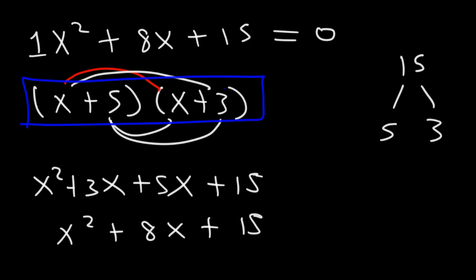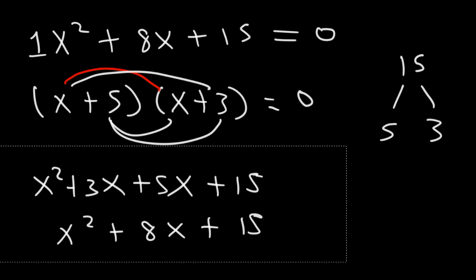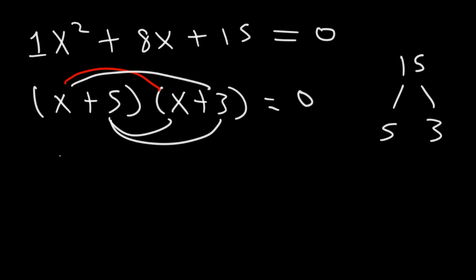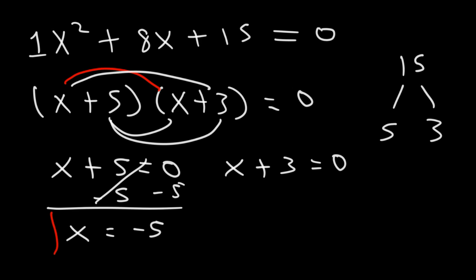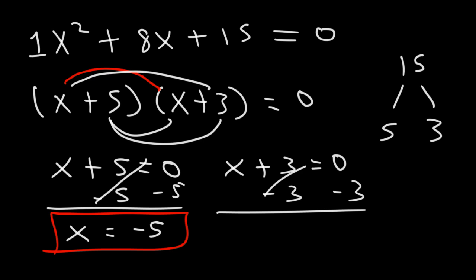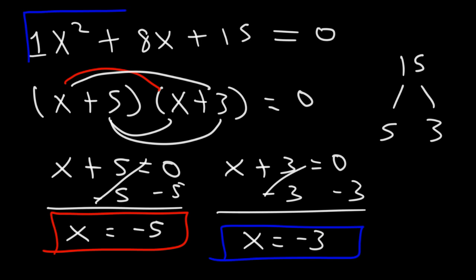Well, that's how you can factor the trinomial. But now to get the answer, to actually solve the equation, we need to set each factor equal to 0. So we'll set x plus 5 equal to 0 and x plus 3 equal to 0. Now for the first equation, we're going to subtract 5 from both sides. So x is equal to negative 5. That's the first answer. For the other one, we're going to subtract both sides by 3. And so we can see that x is equal to negative 3. So that's how we can solve a quadratic equation in this form.